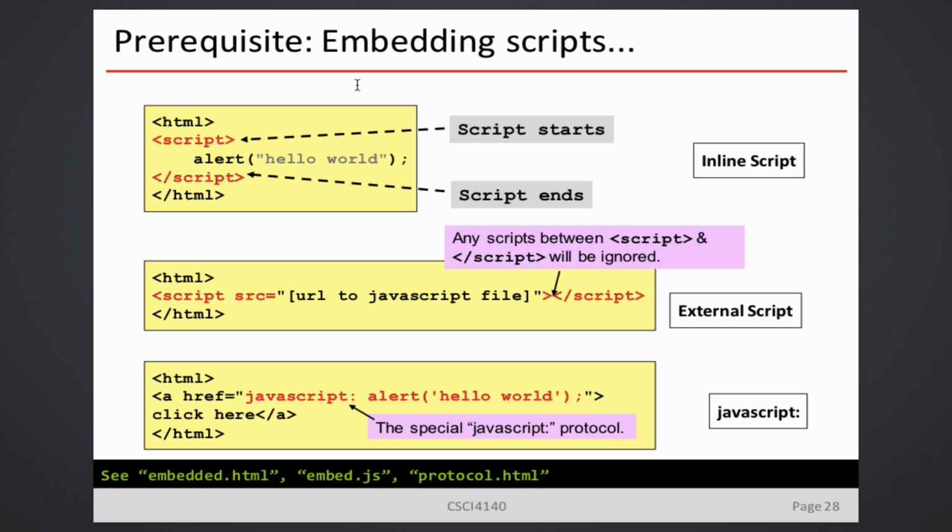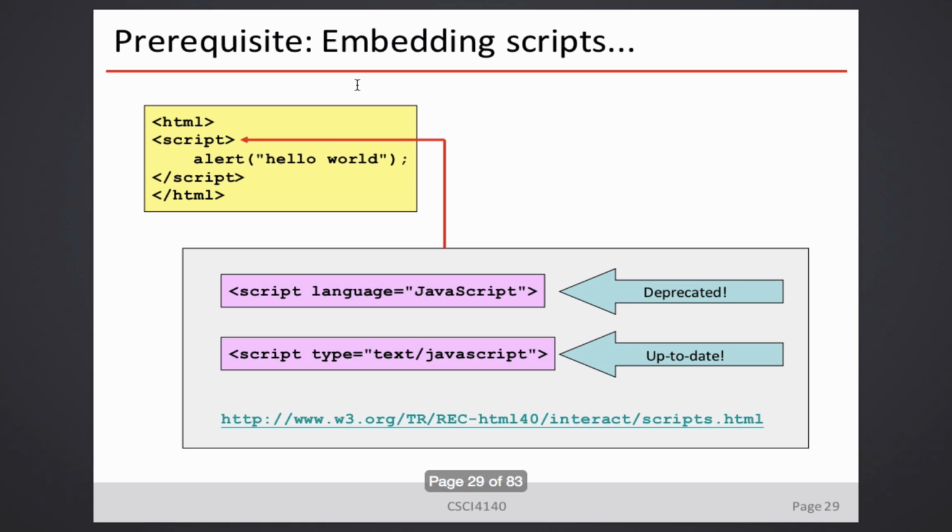Something basic. To include JavaScript code, I would prefer something like this. You have a script tag, and you don't need to write the language. Nowadays it is all understood that it's JavaScript. Can I skip this? Yeah, I can skip it.